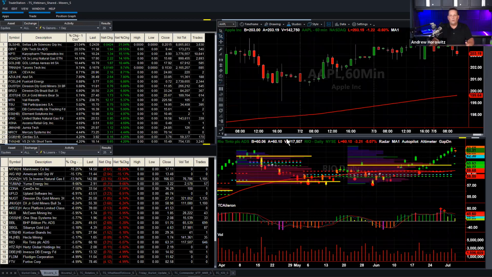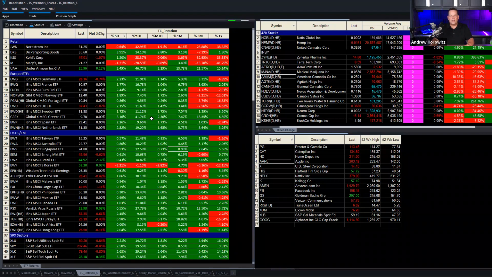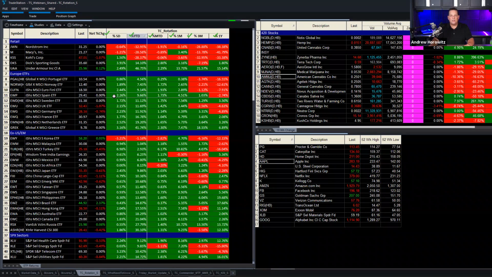So again, I have all this set up so I can easily move through my day and find out what's going on. I have something called a rotation. On this, we coded a 5-day change, year-to-date change, month-to-date. You see that right here on the top? I'm looking at 5-day, year-to-date, month-to-date. See all these? So what I could do now is just sort it. Okay, year-to-date, what's going on?